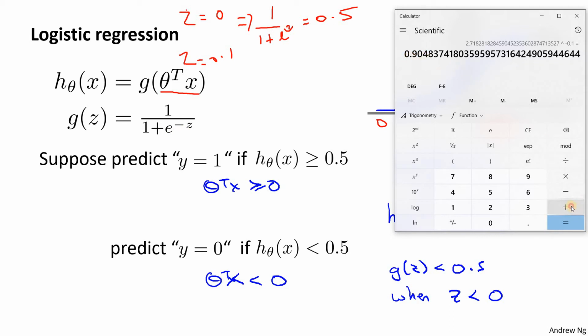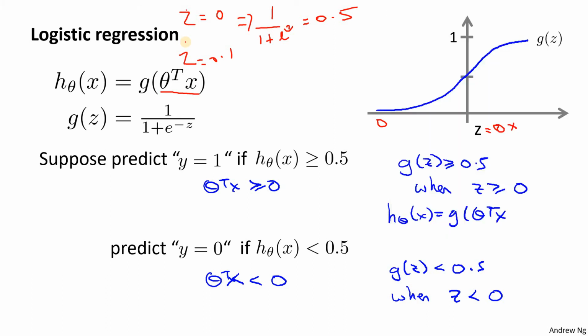So let's use this. I will add 1 to this number. It will be 1.90 something, and then I take the inverse because it is 1 over this value, and that will give me 0.5249. So I can just simplify and say 0.52. Clear? So you saw when z is 0, the h value is 0.5. When z is positive, more than 0, the h value is more than 0.5.